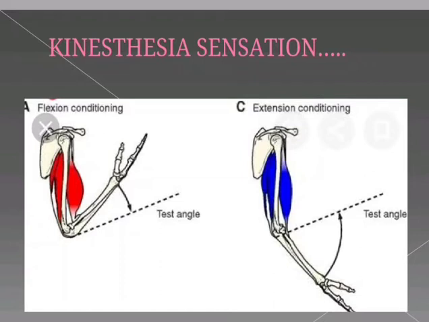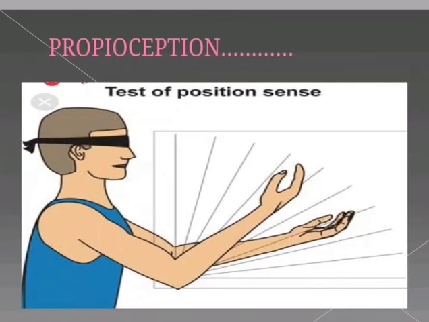The patient can say it moved from neutral to upward or neutral to downward while the extremity is in motion. Then we go for proprioception. It is the position sense when the joint is at rest. This test examines the joint position sense and the awareness of the joint at rest.